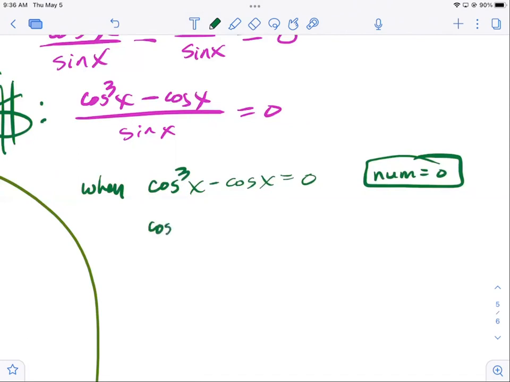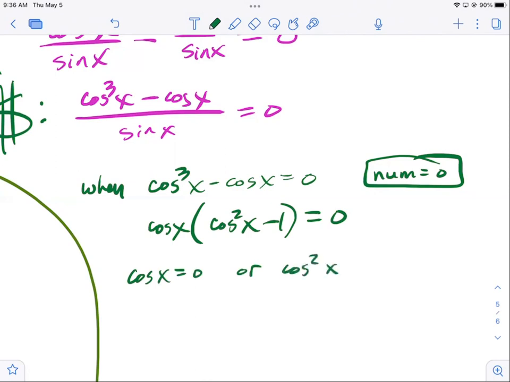Let's pull out a cosine of x here, right? And what are we left with? We're left with cosine squared minus 1. And now we can set both equal to 0. So cosine of x equals 0 or cosine squared of x equals 1. Go ahead and do that if you want.